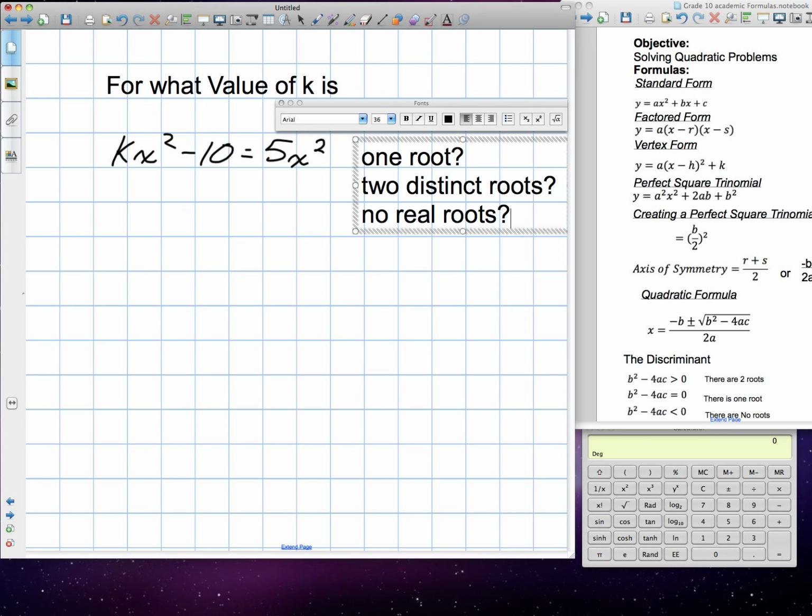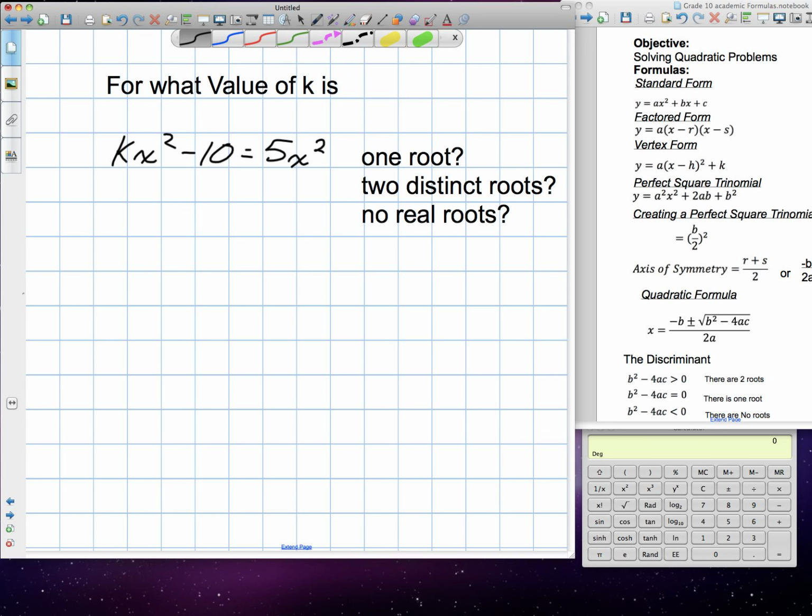Here is a more difficult type question. I want you guys to take a look at it. Real roots? What's the K? We're gonna talk about this. You guys ready? Okay.